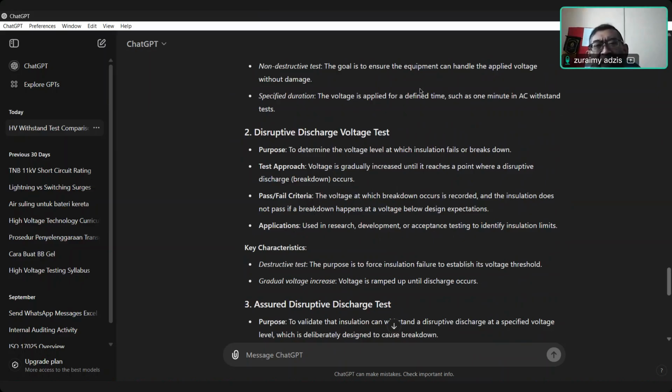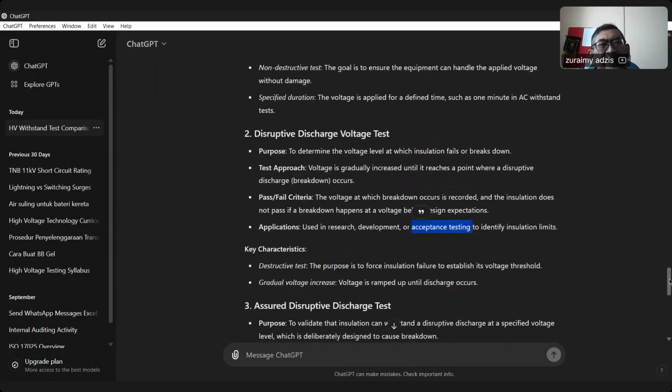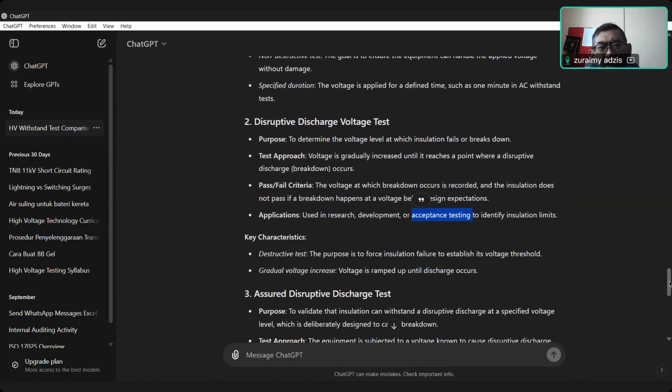Just now, routine testing was a non-destructive type, the withstand test. But the disruptive discharge voltage test is a destructive test, and it's used for acceptance testing. See here this keyword, acceptance testing. Key characteristic: destructive test. The purpose is to force insulation failure. You force the failure, then you establish what the threshold voltage is.